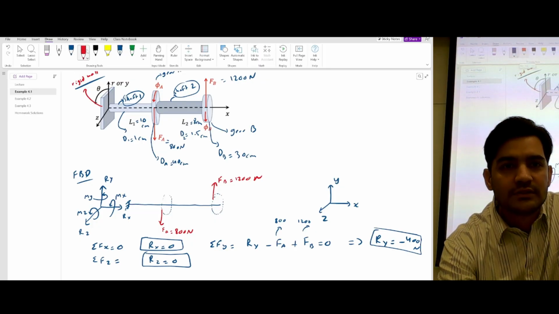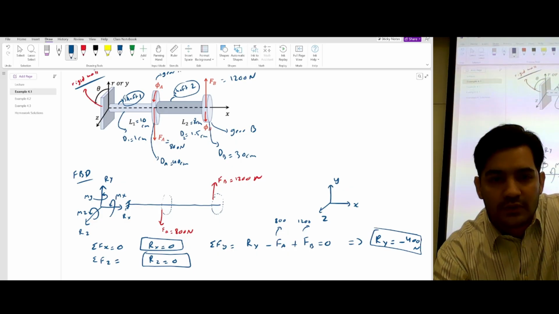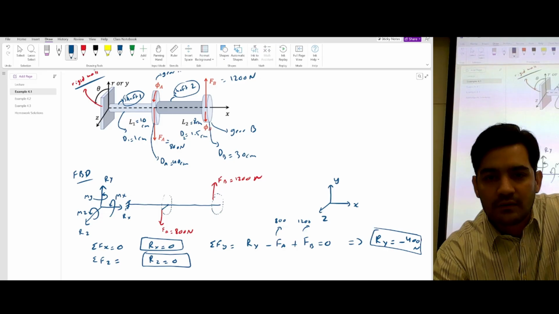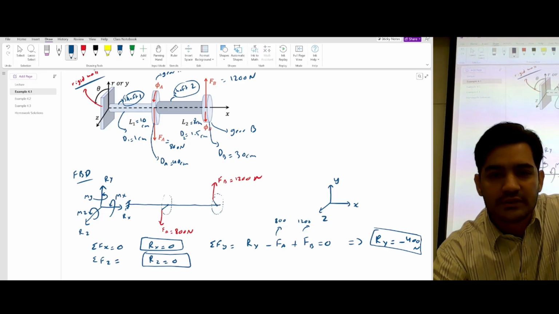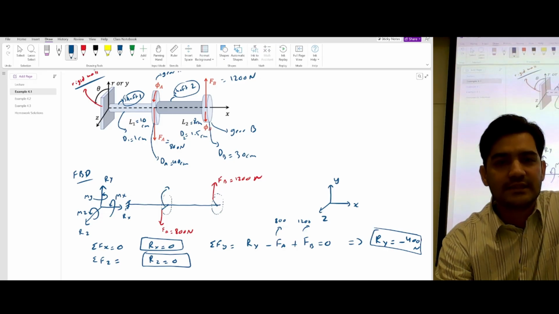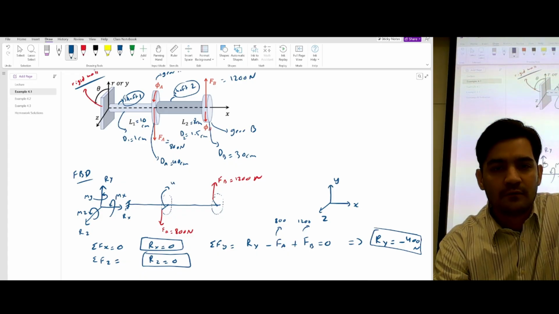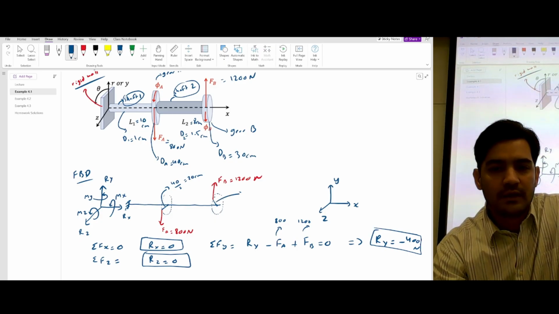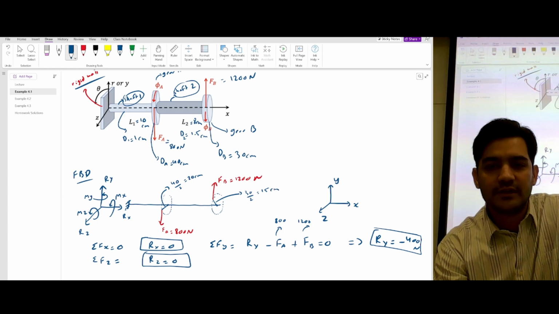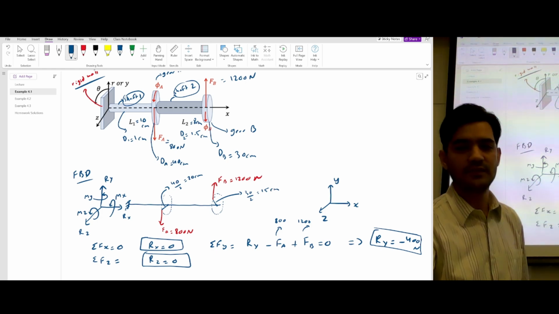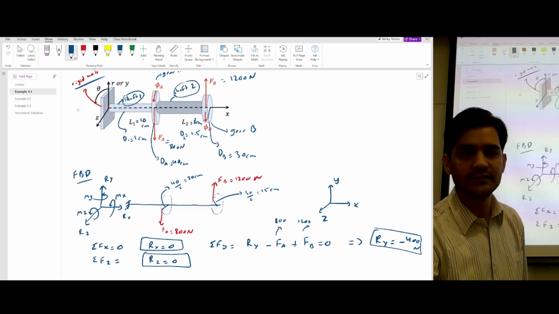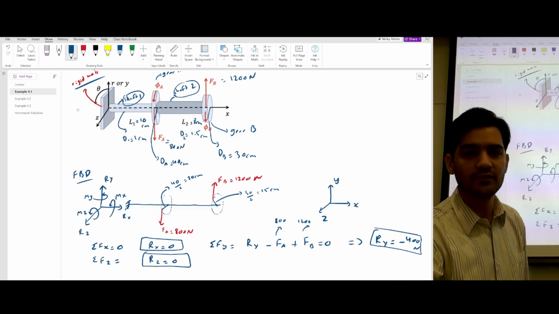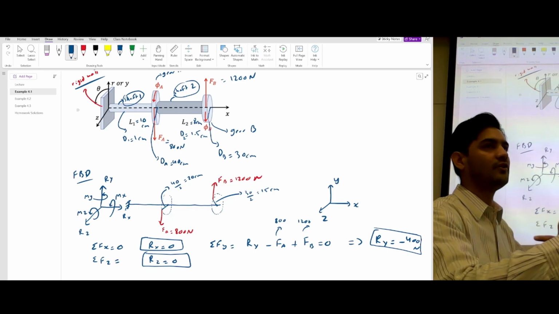So let's see, what is this distance? This is the center, right? If this is the center, what is this distance? This distance is actually 40 by 2, which is 20 centimeter. And this distance is actually 30 by 2, which is 15 centimeter. These distances are from the center to here, which is actually half of the diameter.